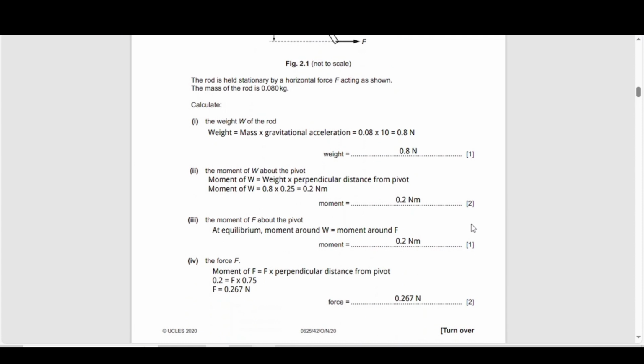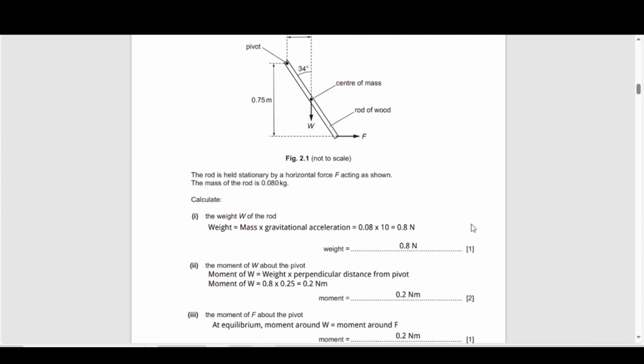Finally, they want you to calculate the force F. So to calculate the force F, again, you need to know the force multiplied by the perpendicular distance, or you need to have the perpendicular component of the force multiplied by the distance, either or, really.